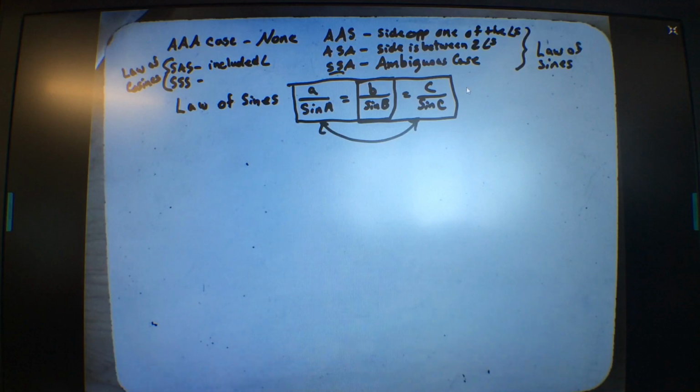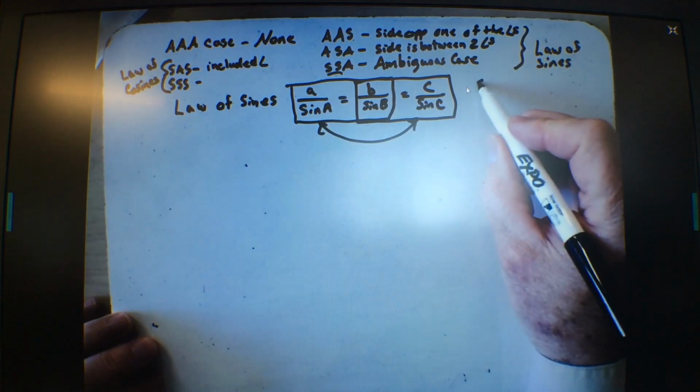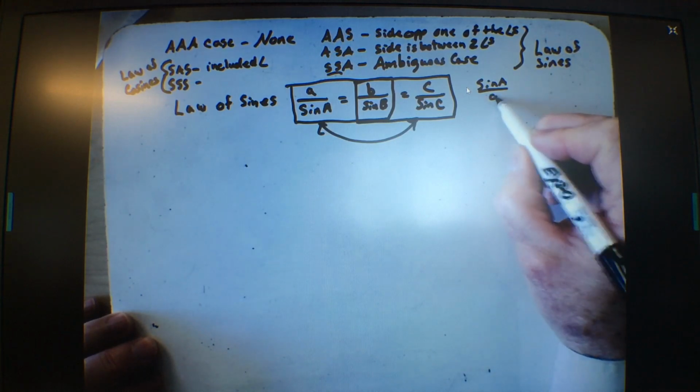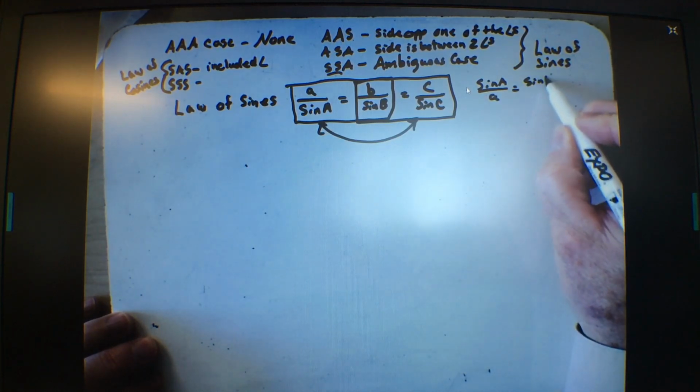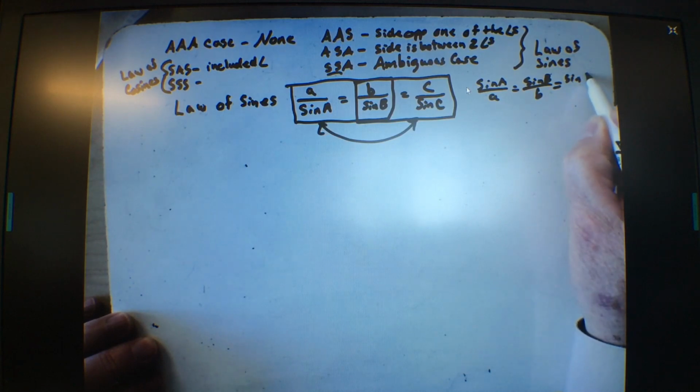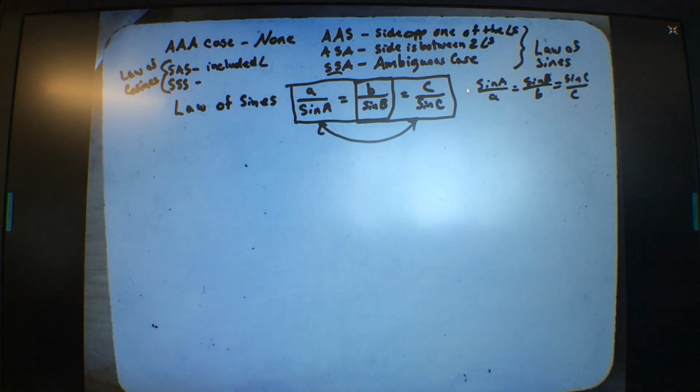Now, the book refers to flipping it over. In other words, you could take the sine of A over a equals the sine of B over b equals the sine of C over c. You can do that however you want. I prefer the first way, so that's the way I do it. But either way, you'll get the same answer, correct?